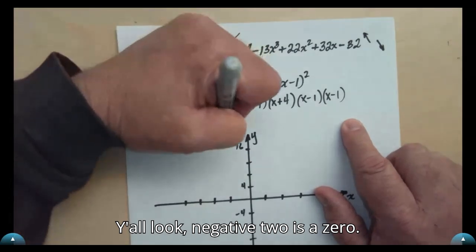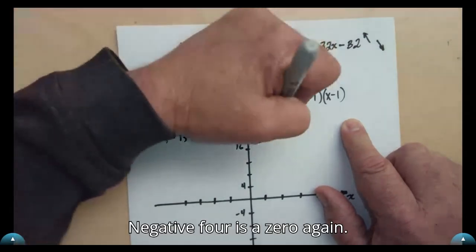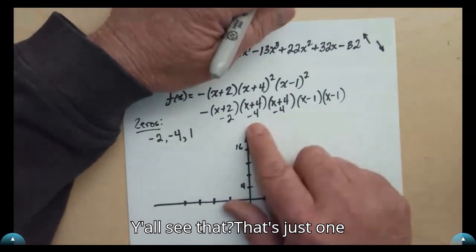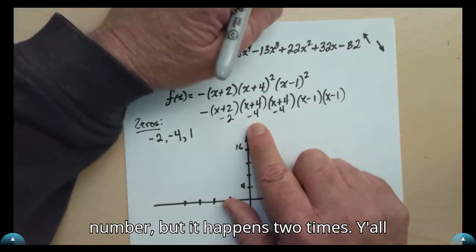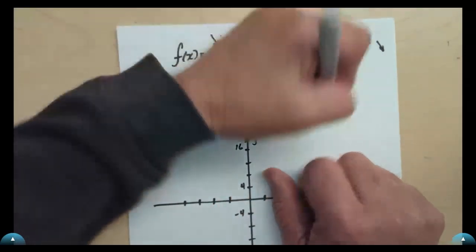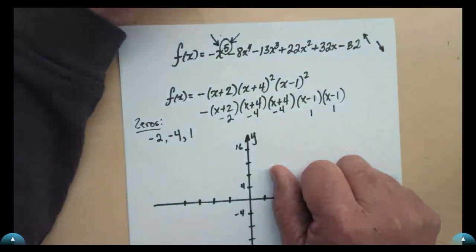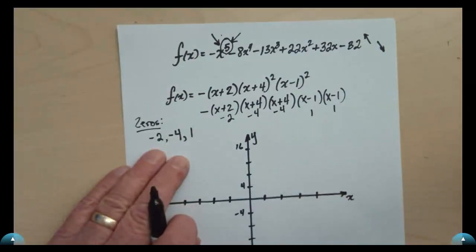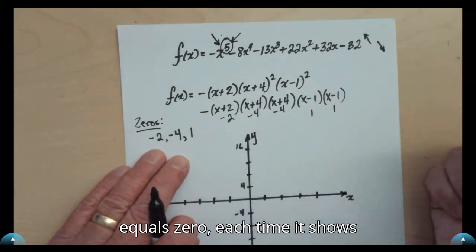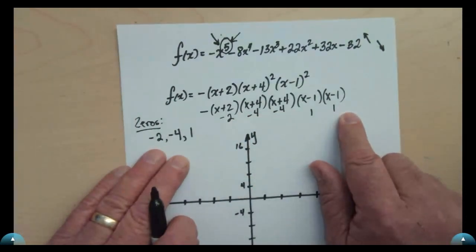Y'all look, negative 2 is a 0. Negative 4 is a 0. Negative 4 is a 0 again. Y'all see that? That's just 1 0. Negative 4 is just a single number, but it happens 2 times. Y'all see? And the same thing happens with 1. 1 makes this factor 0, but 1 also makes this factor 0. So notice if you count each solution to this thing equals 0, each time it shows up, there's a total of 1, 2, 3, 4, 5 solutions, right? Yes.